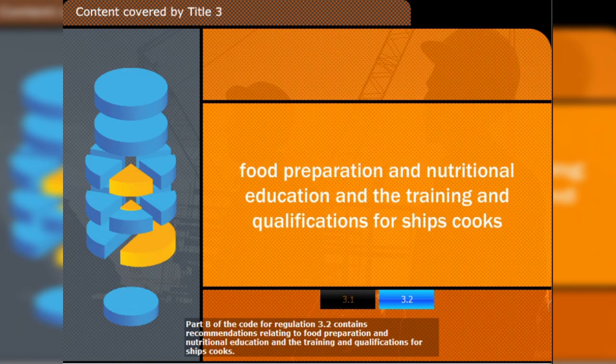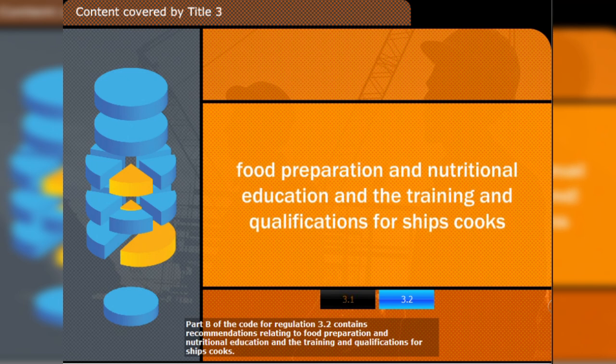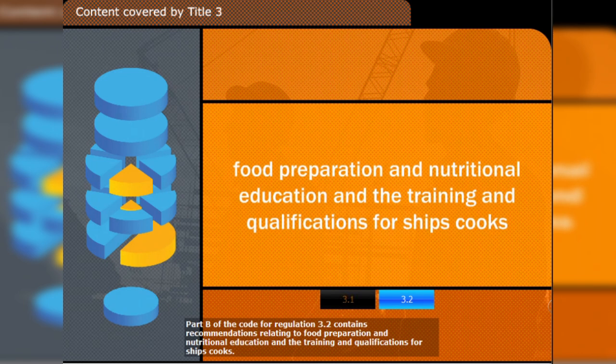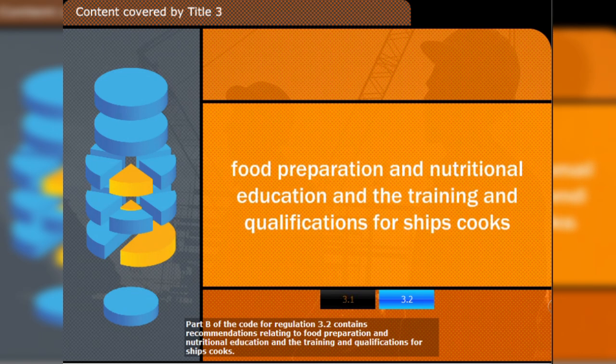Part B of the Code for Regulation 3.2 contains recommendations relating to food preparation and nutritional education and the training and qualifications for ship's cooks.